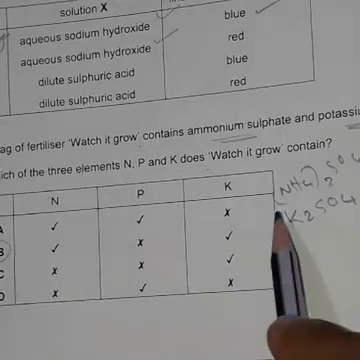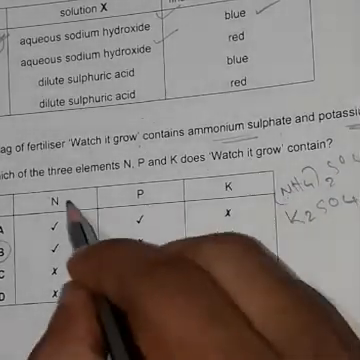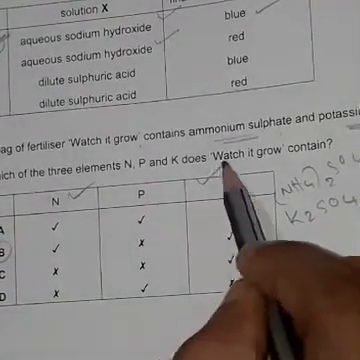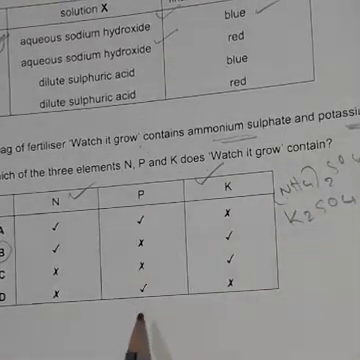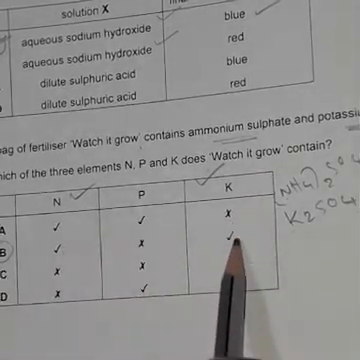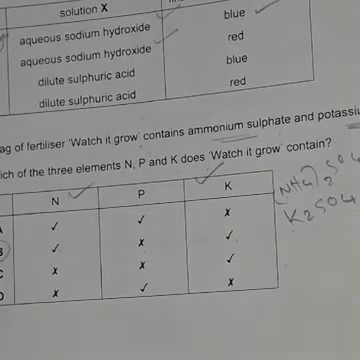Look here, ammonium sulfate means there is nitrogen. Potassium sulfate, so K is there. There is nothing related to phosphorus, so this is the answer. There is nitrogen, there is potassium, but there is no phosphorus. Remember, phosphorus comes from phosphate.